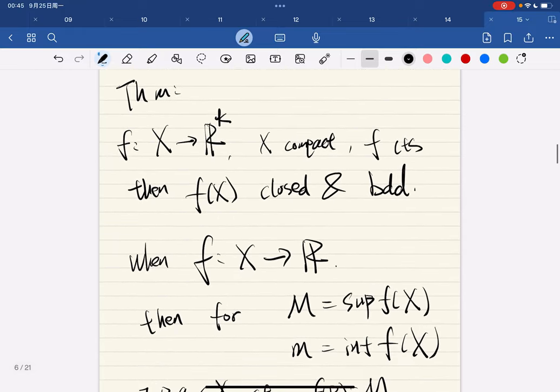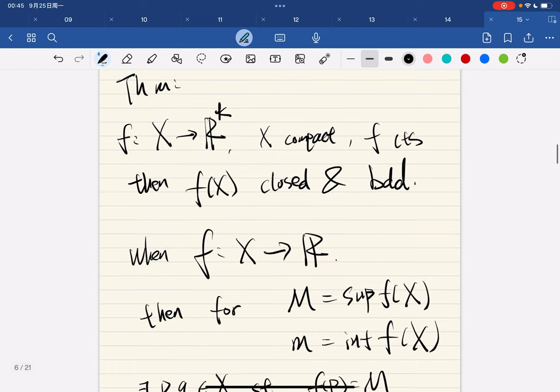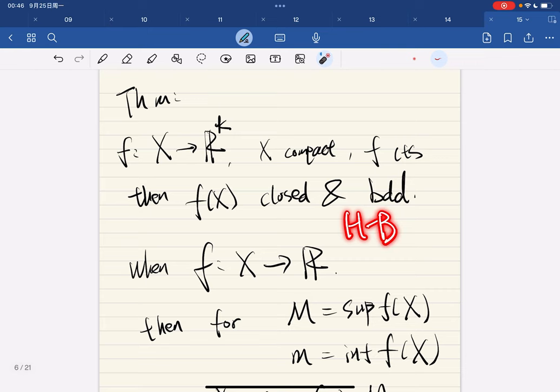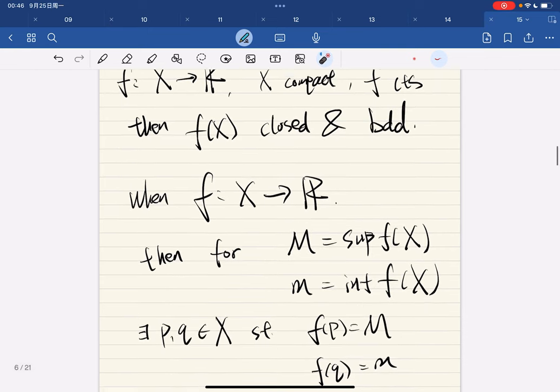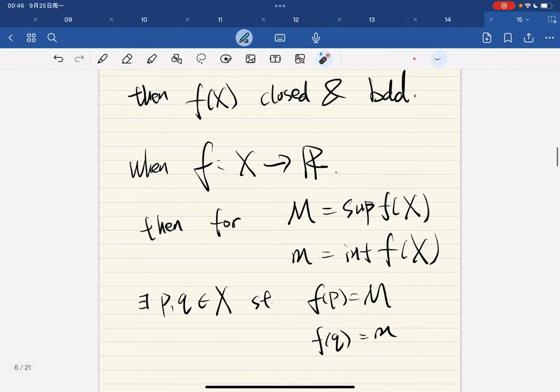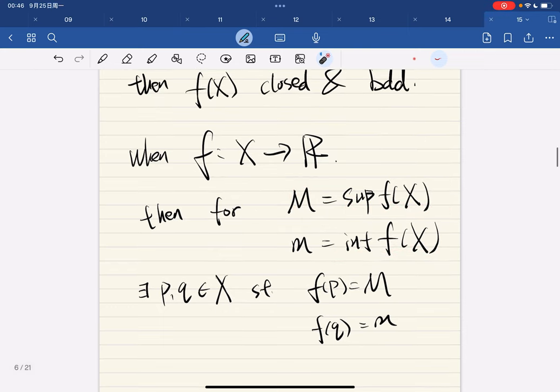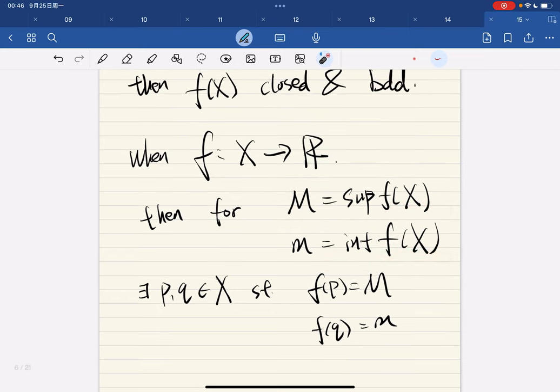Next. The theorem is that f from X to R^k, X compact, f continuous, then the image is closed and bounded. Well, this is true by the Heine-Borel theorem. Automatically true. And if it's into R, well, then the supremum and infimum exist because they're bounded. They're bounded above and below, right? Above you have the supremum, below you have the infimum. Also it is closed.